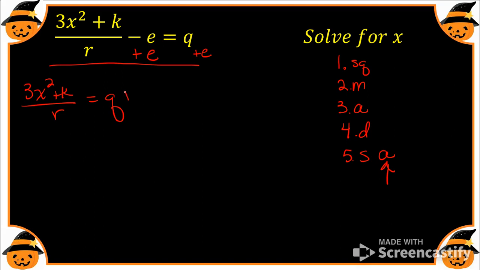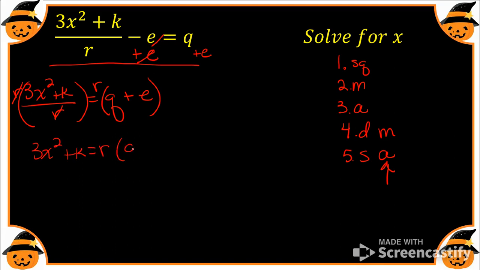The q was first, oh, it comes first. And then we're going to undo division by multiplying. So we're going to multiply both sides by r. And yes, we do need parentheses. Cancel. So we have 3x squared plus k equals r. And I like to put that coefficient out front. Then we're going to undo add by subtracting. So we're going to subtract the k. It goes at the end.